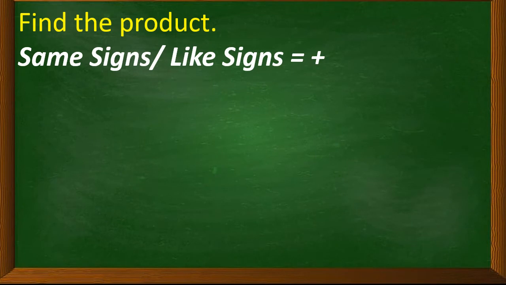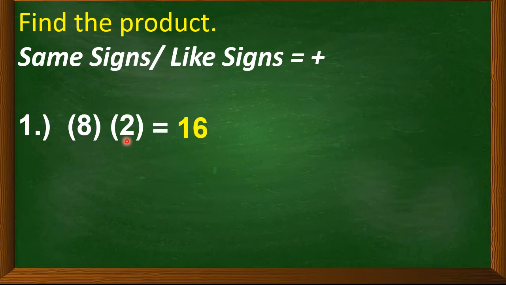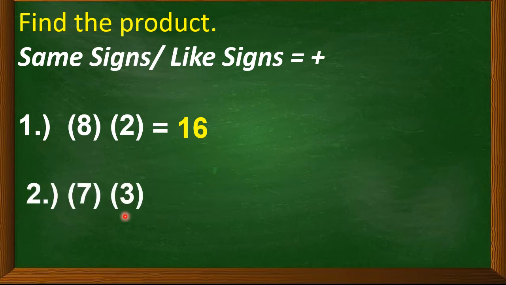Now, let's begin with finding the product of integers with same signs. Remember, same signs or like signs, the sign of the product is always positive. 8 times 2. We have to multiply the two integers like multiplying whole numbers. So 8 times 2, of course, the answer is 16. The two integers have the same sign, which is positive. That is why our answer here is positive. Next, 7 times 3 is equal to 21, and since the two integers have the same sign, that is why our answer here is positive.